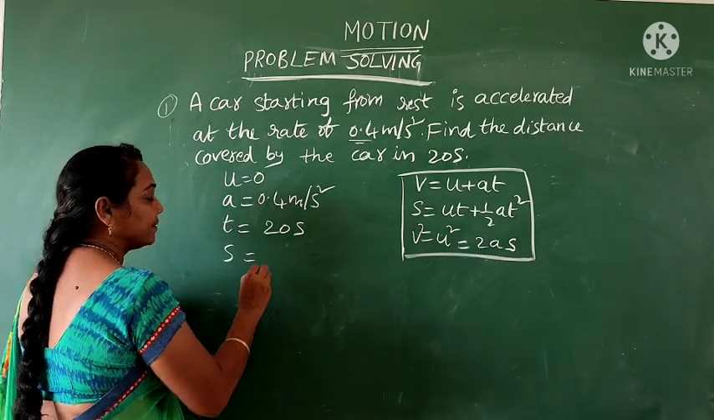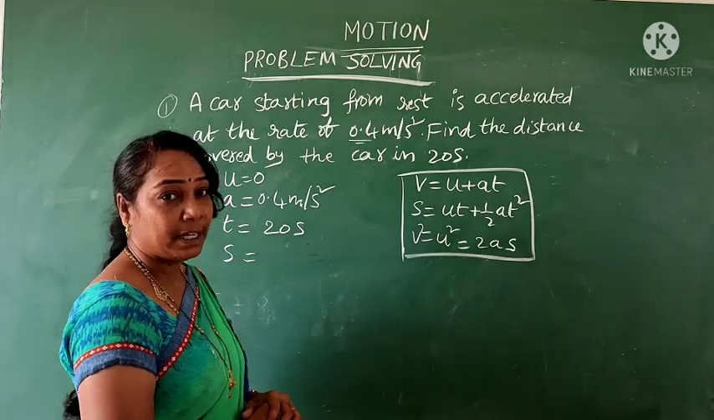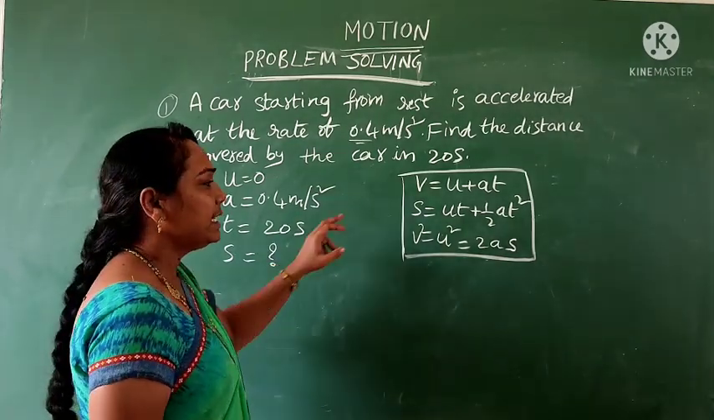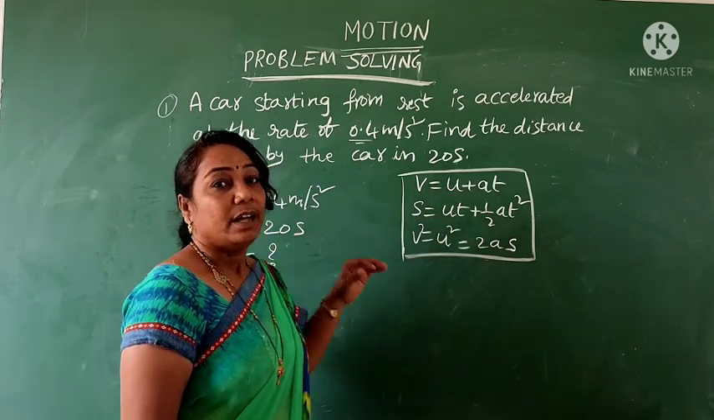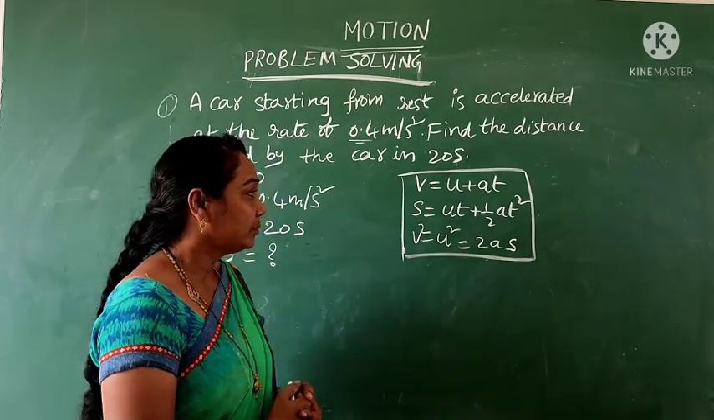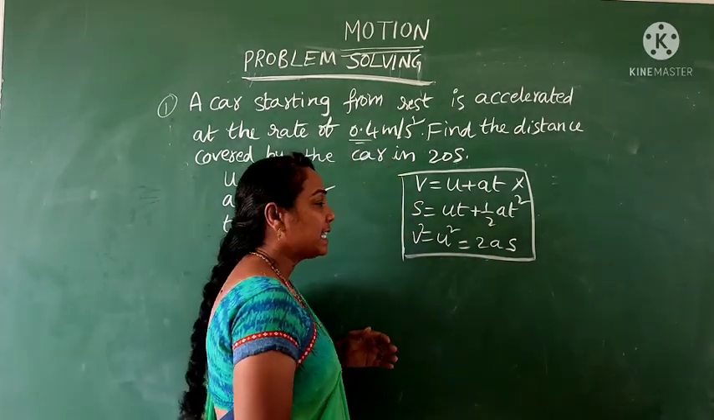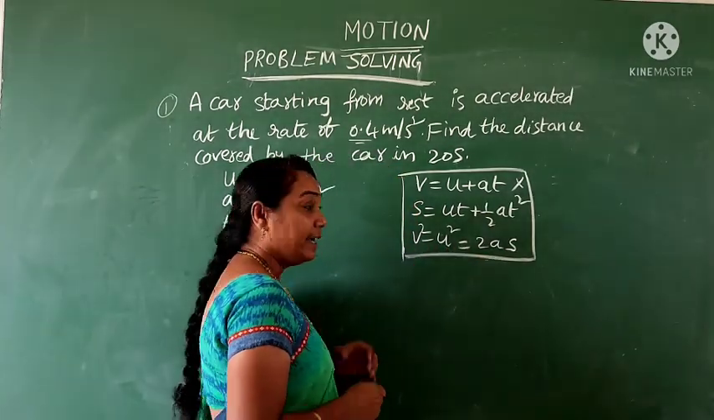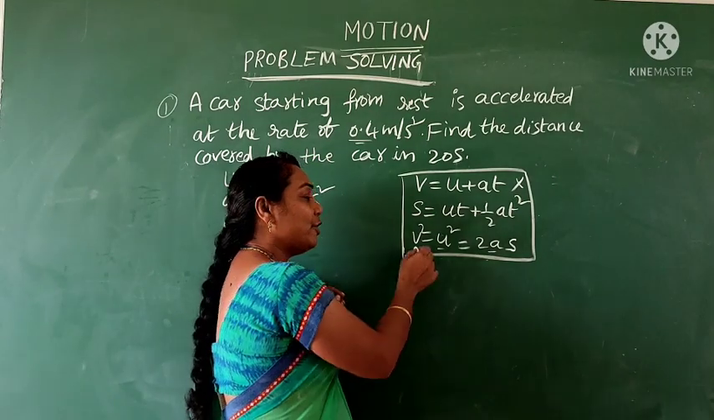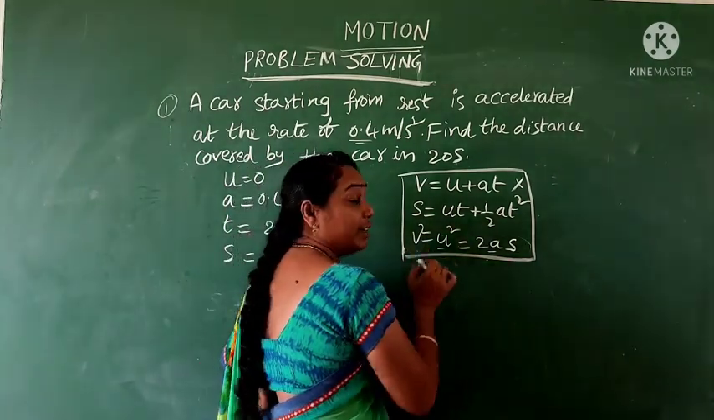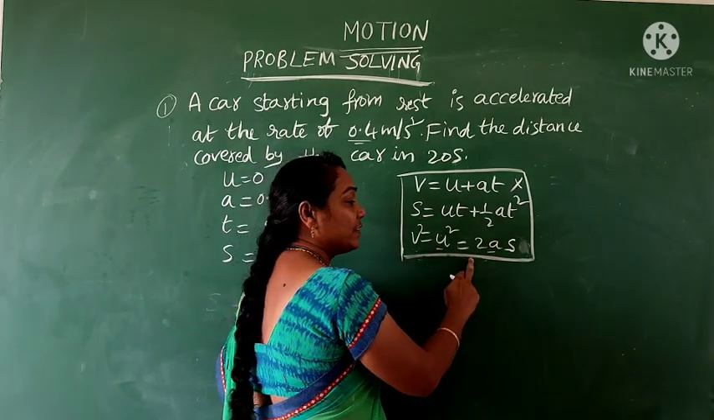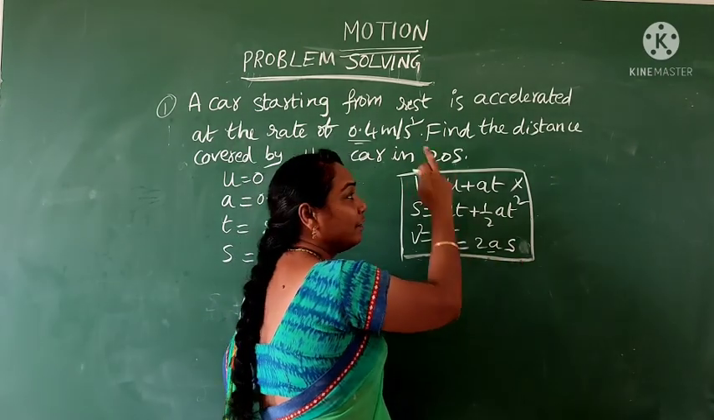We have to find out the distance. Distance means s. So, which formula is applicable to solve this one? Here we have to find out the value of s. Let us guess. v = u + at. In this equation, there is no s. But we have to find out the value of s. So, it is not applicable. Next we will take v² - u² = 2as. In this, we know the value of u and we know the value of a, but we don't know the value of v. In this equation, we have to find out the values of both v and s. So we have not used v² - u² = 2as to solve this problem.